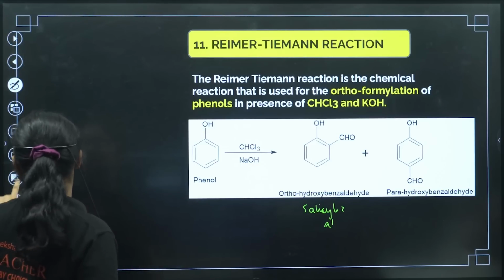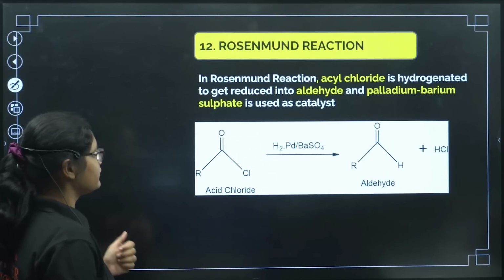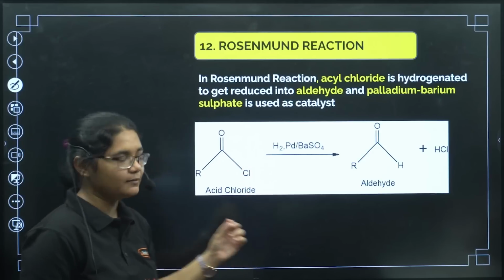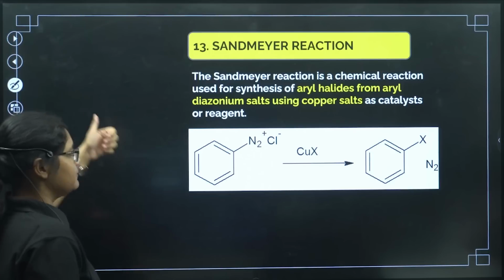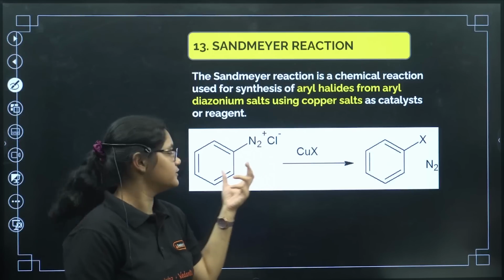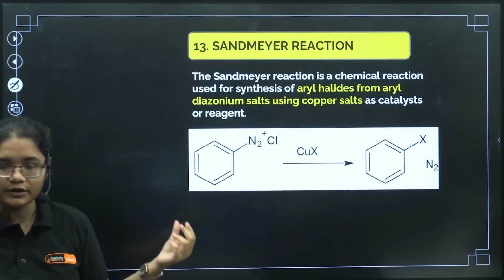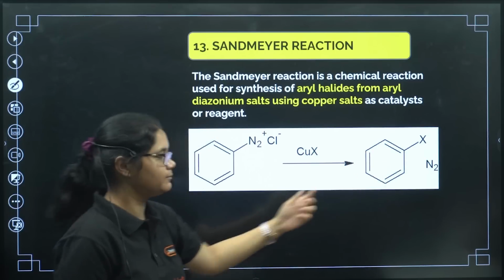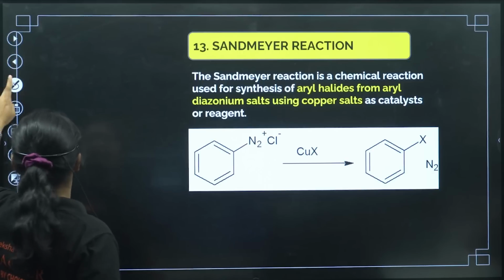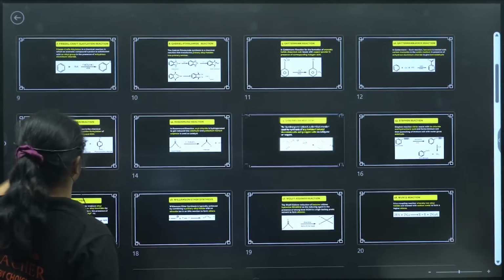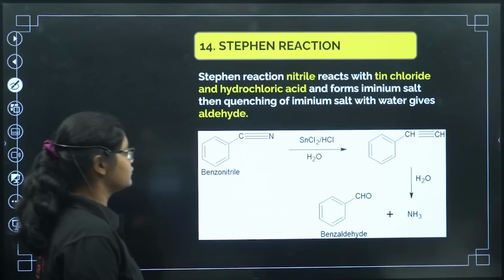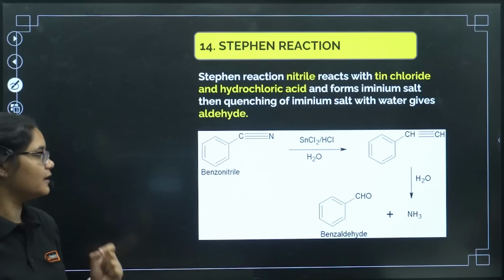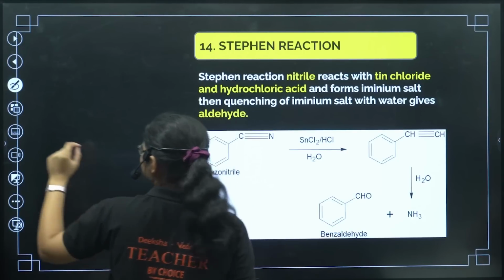Okay, next I have Rosenmund reaction. So acyl chlorides can be converted to aldehydes by using H2, palladium on barium sulfate. Okay. Next I have Sandmeyer reaction. Benzene diazonium chloride with copper salt will give you chlorobenzene or bromobenzene, whatever you have, plus X2. Next we have Stephen reaction. So with CN, if I want to prepare benzaldehyde, you have to use SnCl2 and HCl. That will convert benzonitriles to benzaldehyde.